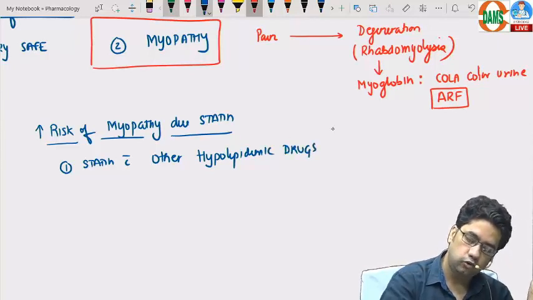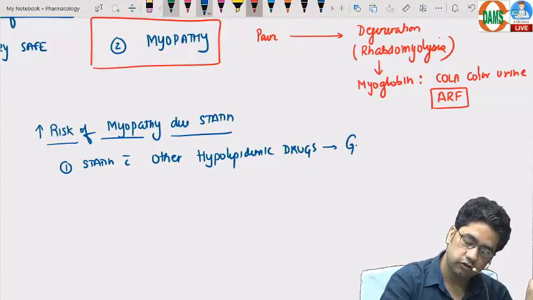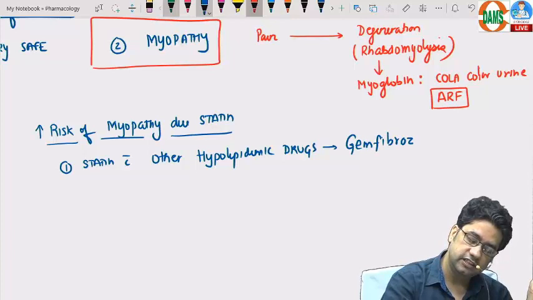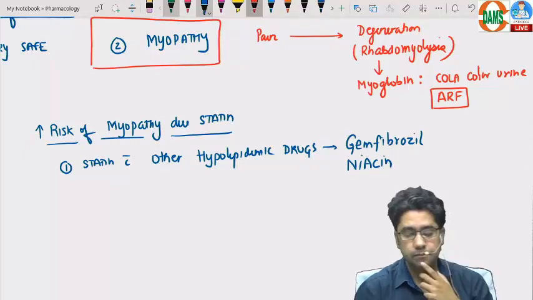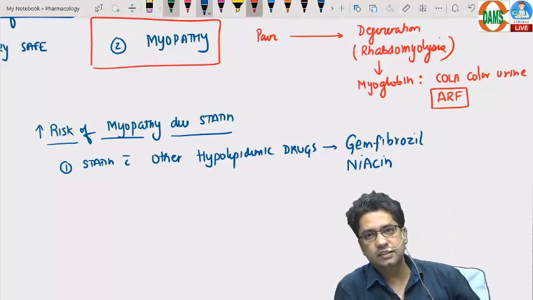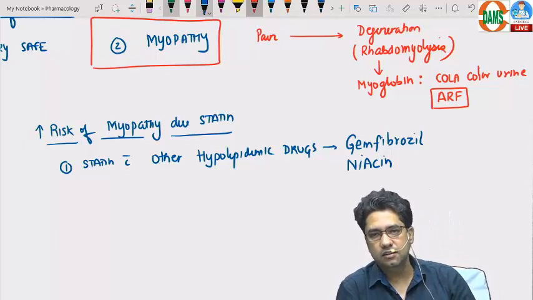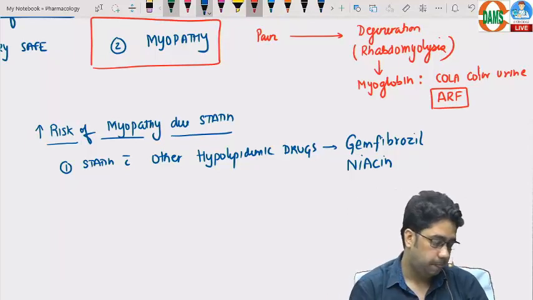And just write two drugs. One is gemfibrozil. We never combine statin with gemfibrozil. Second, you will write niacin. Other hypolipidemic drugs, when combined with statins, increase the risk of myopathy.